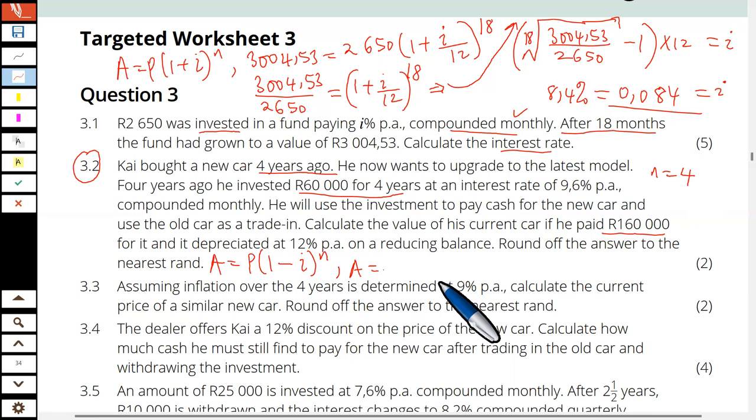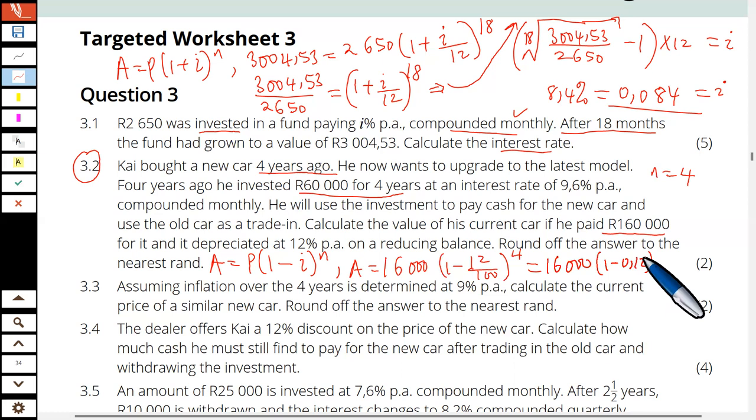So in other words, he paid 160,000 into 1 minus 12 divided by 100, because it depreciated 12%, to the power of how many years? It's 4 years, so you put 4 here. Somebody can also write 160,000 into 1 minus 0.12 to the power 4. You can do this as well, because 12 divided by 100 is 0.12. It's very common in the schools.